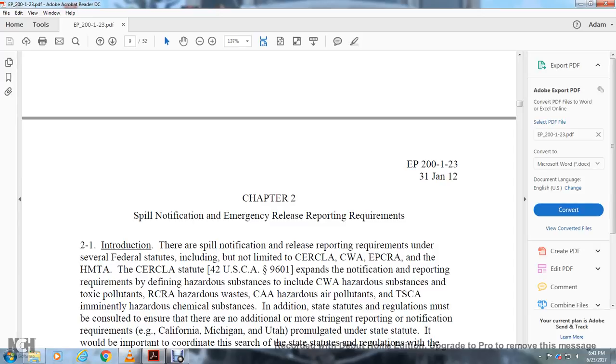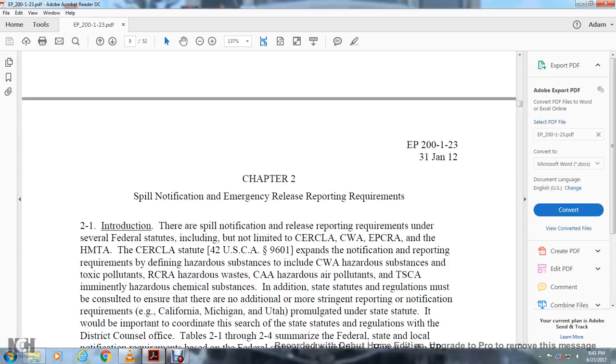the Resource Conservation and Recovery Act for hazardous waste, the Clean Air Act for hazardous air pollutants, the Toxic Substances Control Act, and immediately hazardous chemical substances. In addition, state statutes and regulations must be consulted to ensure that no additional, more stringent reporting and notification requirements apply, for example in Michigan and Utah, where contractors are obligated under the state statutes.